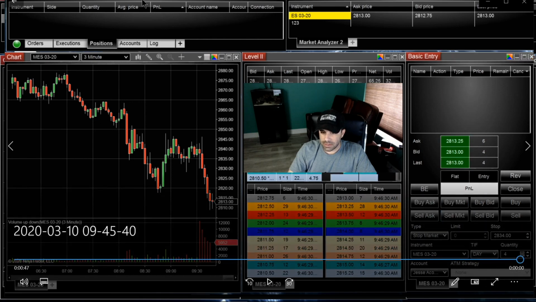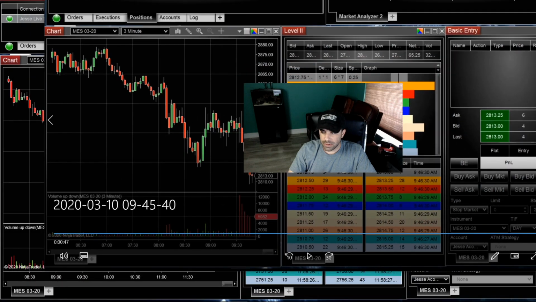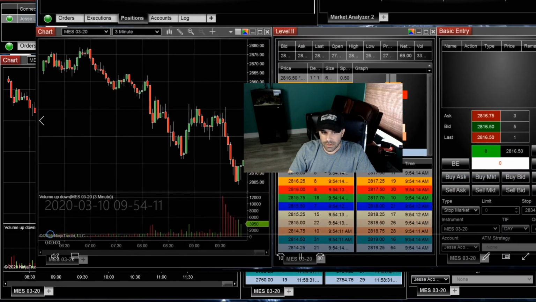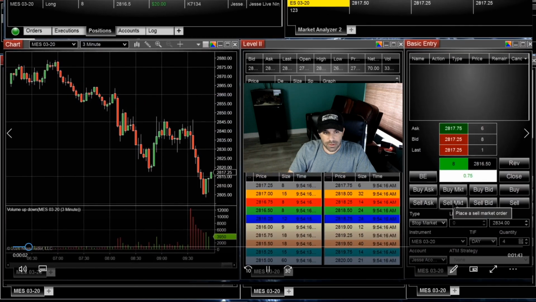And then let's see here. There we go. And then I'm back in, and you see I have 8 contracts. I really think we're going to go. I thought we were just going to get one of those huge candles to 2830. So I add another 4 contracts here. It gives me 12 contracts.